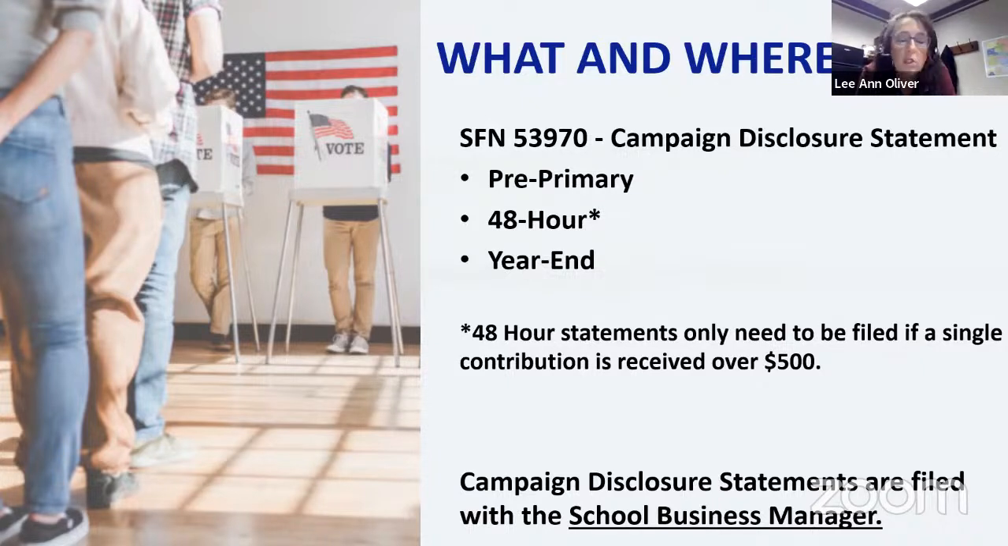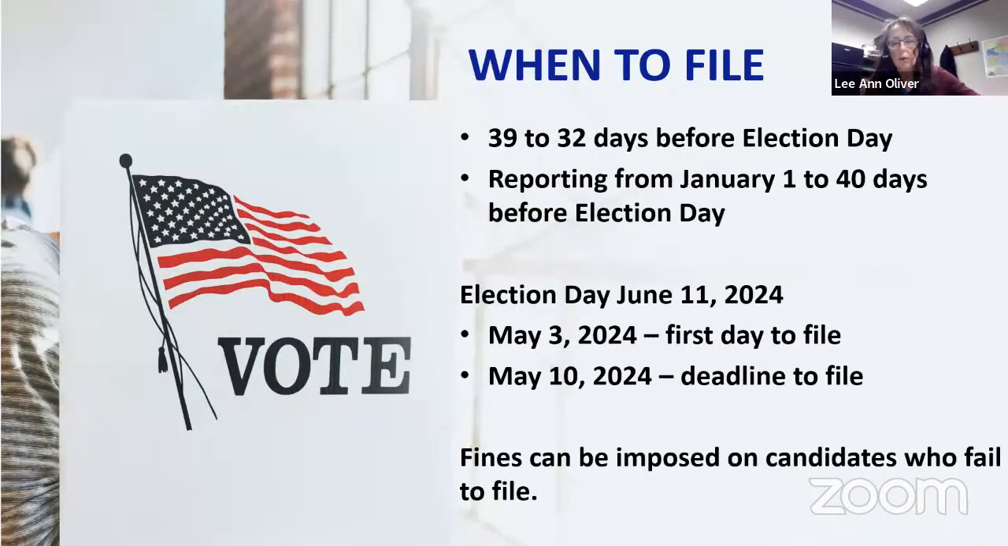And these forms, I should say, are filed with the school business managers, okay? So they're filed with you. I did already go over when to file. They can start to file with you the 39th day before the election through the 32nd day before the election. They can't file earlier. I get that question a lot: well, I'm not going to get anything, so can I just file it now? No, because the law says the filing deadline closes through the 40th day before the election, so you can't file earlier than that.